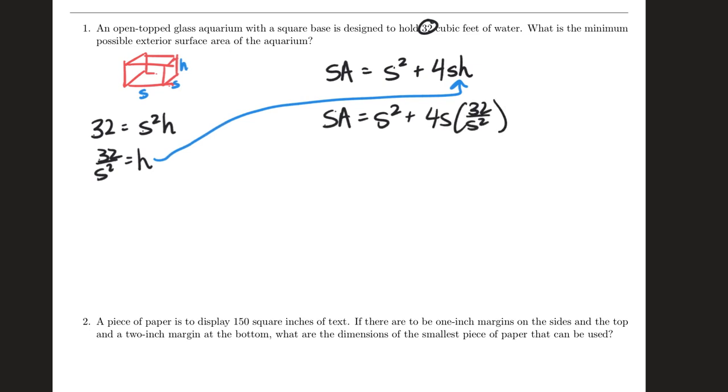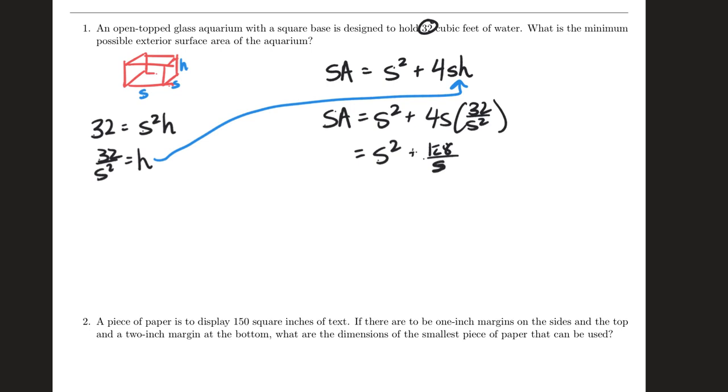And now if you look at this equation, it only has S's. So in this equation, I can do all of my strategies for finding an absolute max or min. In this case, a minimum, because I'm trying to minimize it. I'll just do a little bit of simplifying first. 4 times 32 is 128. All right, so that is my surface area equation.